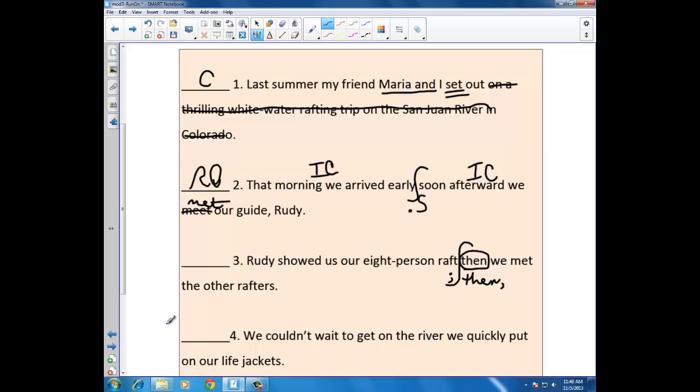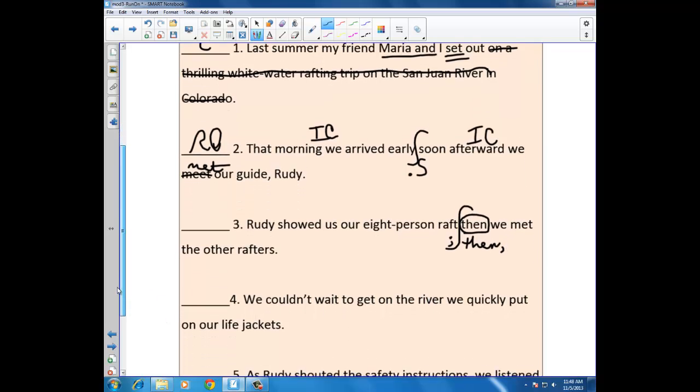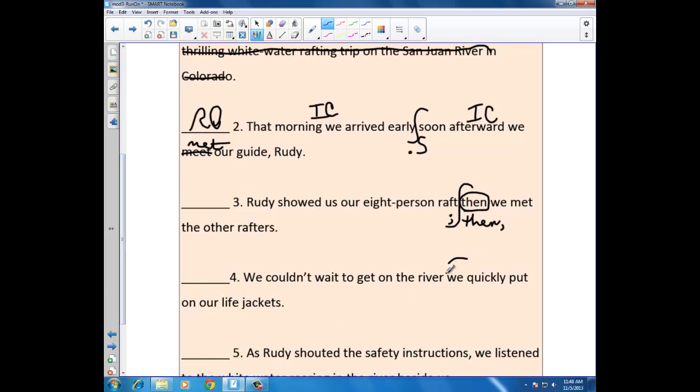We couldn't wait to get on the river. We quickly put on our life jackets. Great place right here as these run-ons are occurring. In number 4, it's a great place for a comma and a coordinating conjunction, and the one I'm going to choose is so. We couldn't wait to get on the river, comma, so we quickly put on our life jackets.